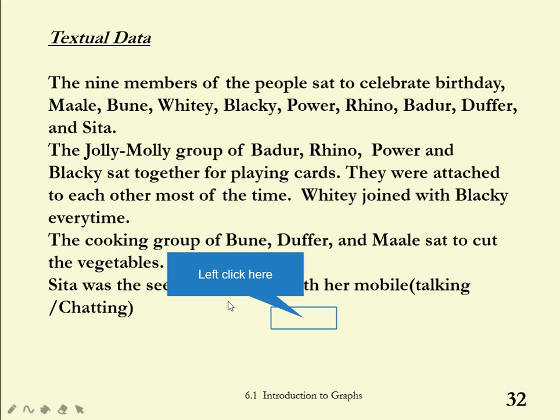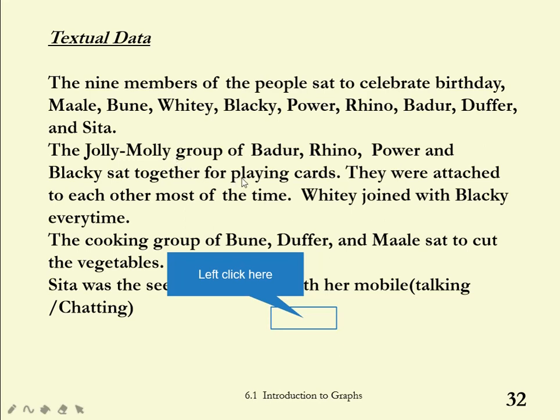Now what does it say? Look at the second line. Second line says that a jolly molly group of Bahadur, Rhino, Power and Blackie, they liked to have fun and enjoy. Then what they did is they started to sit together to play cards. Oh my god, let's sit together and play cards. Let's not do the cooking. Look, we have to play cards. They sat to play cards.